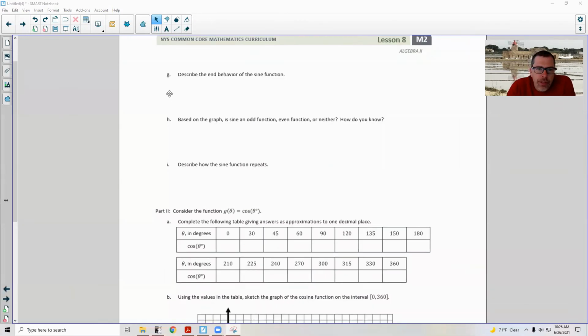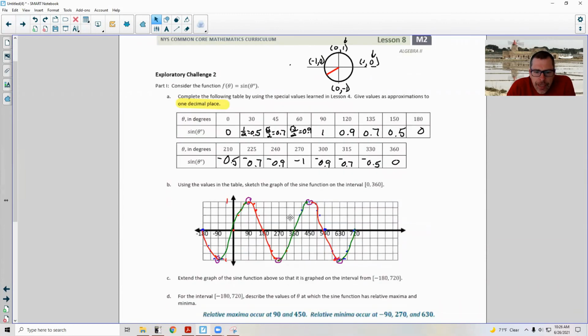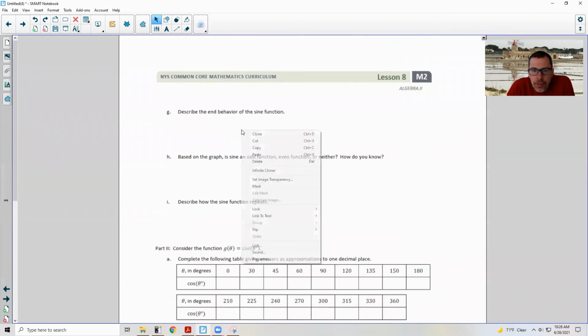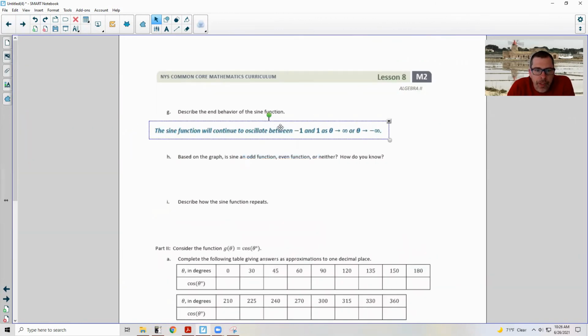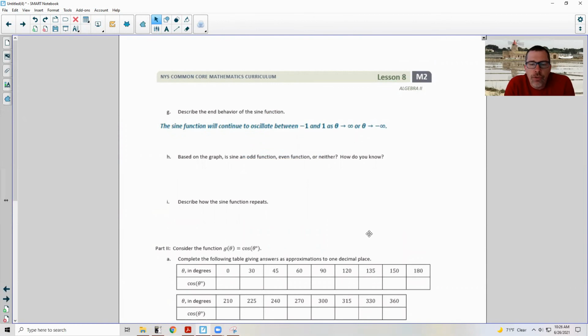All right, page 3 brings us to part G, and it says to describe the end behavior of the sine function. So if I go back to this, what's the end behavior doing? Well, does this ever end? If we keep rotating around in circles, isn't this going to just continue going up and down and up and down, and I'll stop now. There, the sine function will continue to what is called oscillate between negative 1 and 1 as theta goes to infinity, or as theta goes to negative infinity. It's just going to keep going between 1 and negative 1.